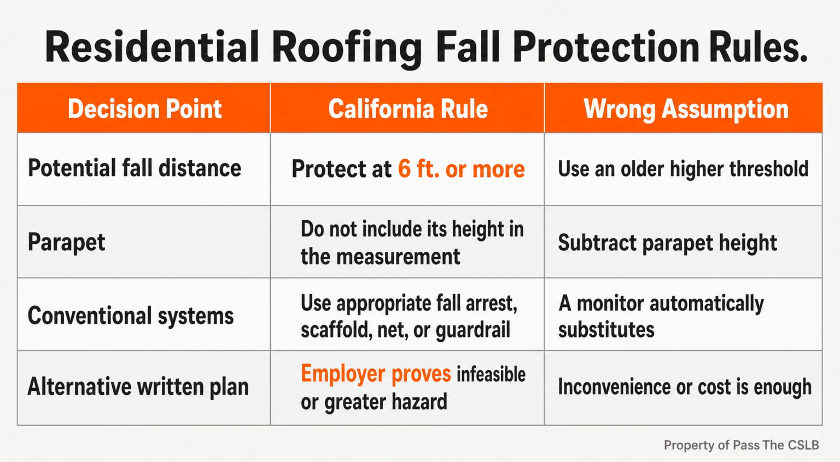The research identifies conventional systems, such as a personal fall arrest system, scaffolding, a safety net, or a guardrail. The appropriate system depends on the work and site conditions. If an employer proposes a site-specific written fall protection plan instead, the employer carries the burden of demonstrating that conventional systems are infeasible or create a greater hazard.